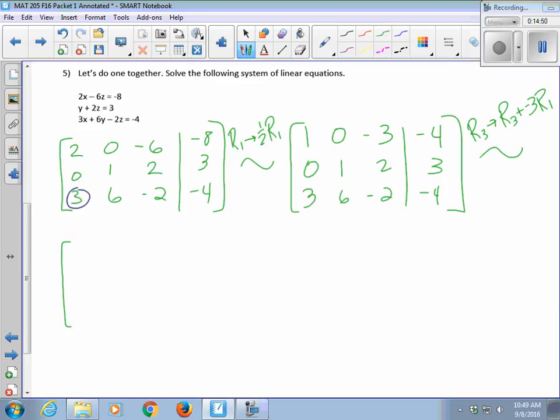So rows 1 and 2 aren't going to change. Row 3 is going to change. So I'm going to do negative 3 times row 1 and add it to row 3. So 1 times negative 3 is negative 3, plus 3 from row 3 gives me the 0. Negative 3 times 0 is 0, plus 6 is 6. Negative 3 times negative 3 is 9, plus negative 2 is 7. And negative 3 times negative 4 is 12, plus negative 4 is 8.